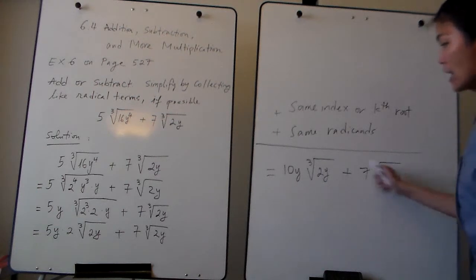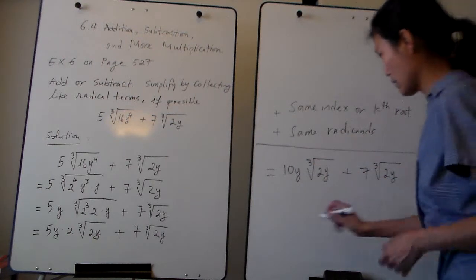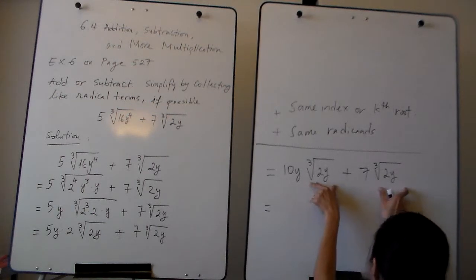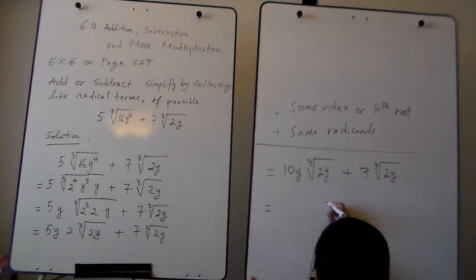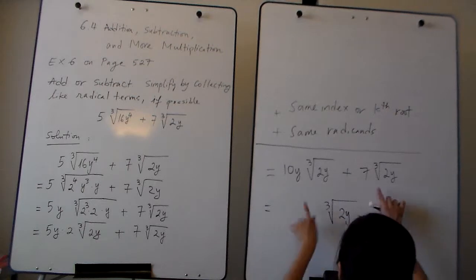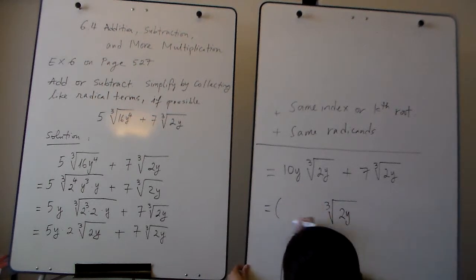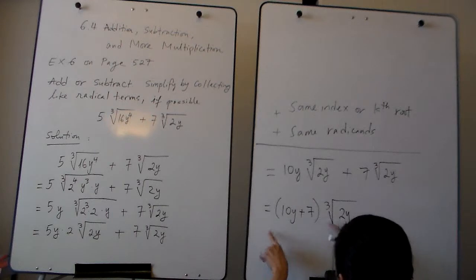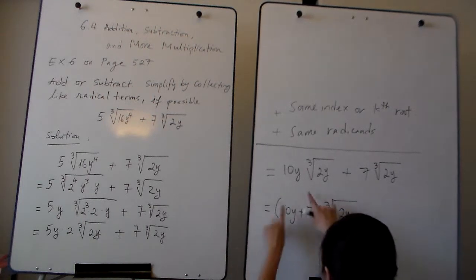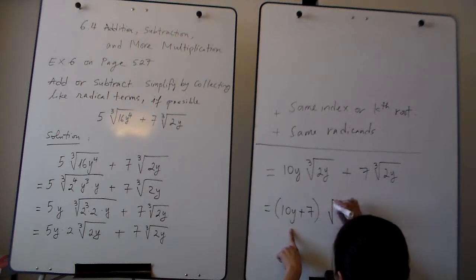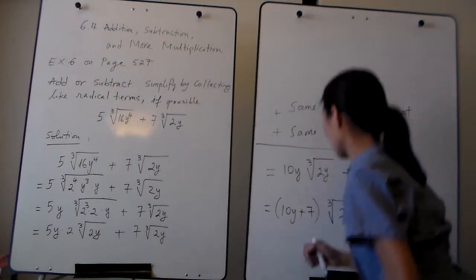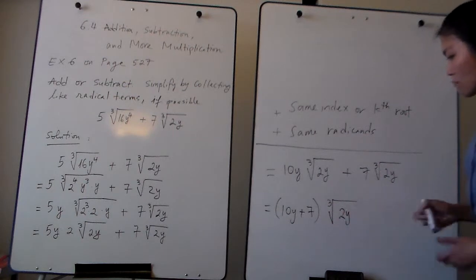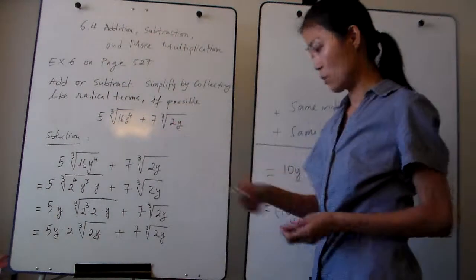Then we're ready to combine the two radical terms. To combine, treat this cube root of 2y as some variable, a similar variable. So you just rewrite it here. And then 10y plus 7. Make sure you're using the parentheses, because this cube root of 2y is the factor of the two terms inside the parentheses. So the answer is you take 10y plus 7 and the result, everything multiplied by the cube root of 2y. It is the answer for simplifying the two radical terms.